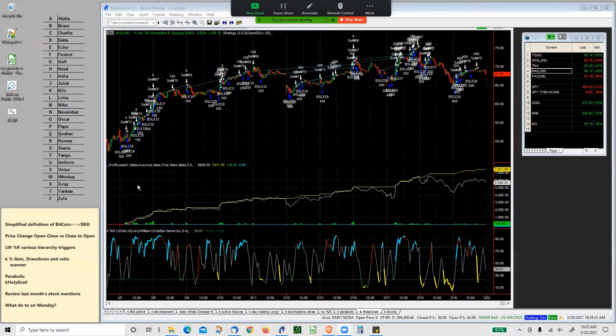Well, I think you need to start thinking about doing something like the Holy Grail, which is basically when the market pulls back a little bit, you buy. When it goes up a little bit, you sell. Just keep on doing that over and over again.